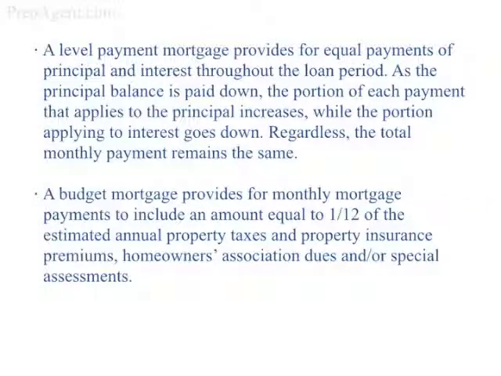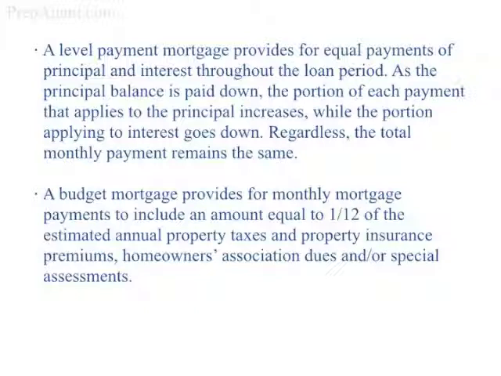A level payment mortgage provides for equal payments of principal and interest throughout the loan period. As the principal balance is paid down, the portion of each payment that applies to the principal increases, while the portion applying to interest goes down. Regardless, the total monthly payment remains the same.